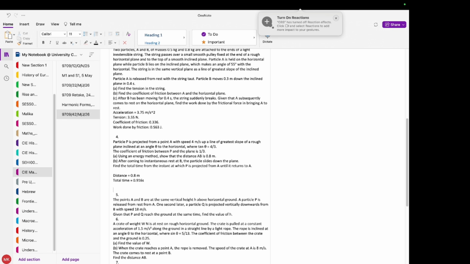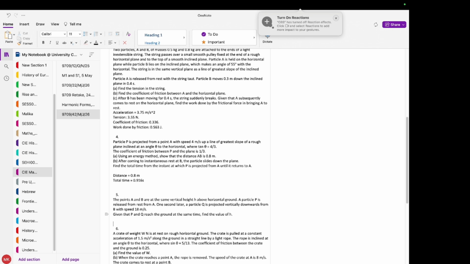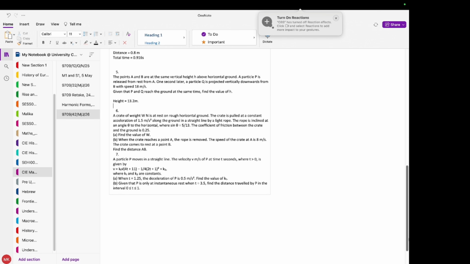So question 5 is a vertical motion question, which is essentially conceptually simple. However, the main trap is that particle Q starts 1 second later. And we have to find height to be equal to 13.2 meters, and this is a medium difficulty question.